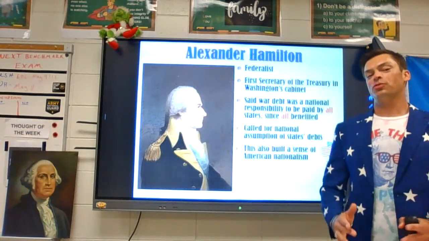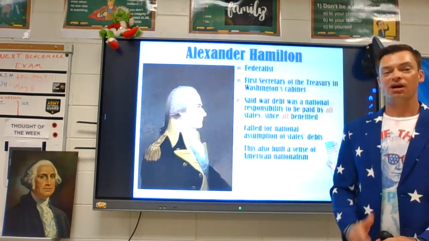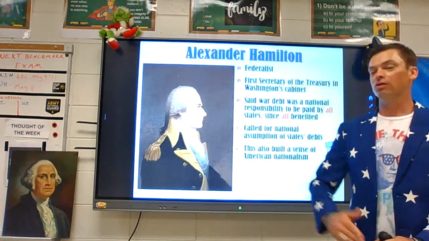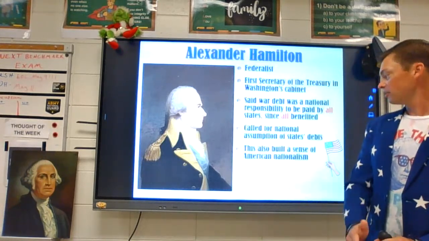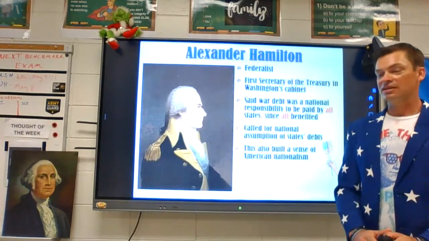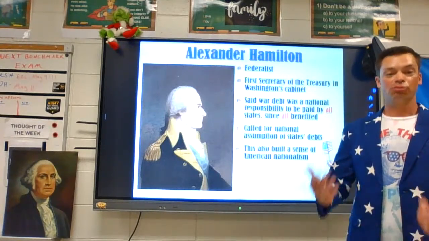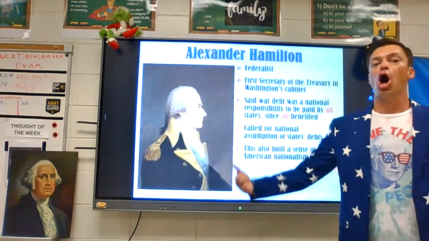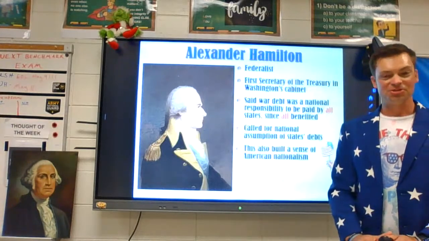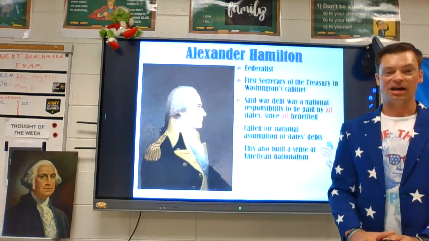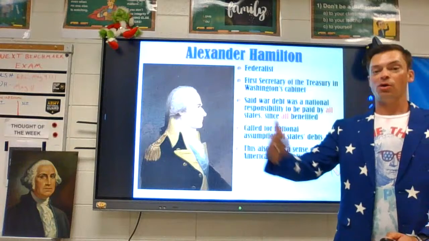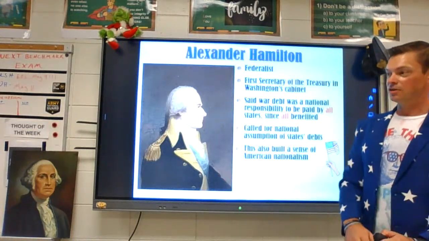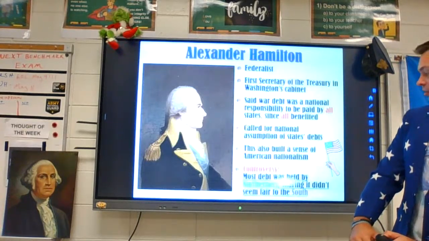So he calls for a national assumption of debt. It's no longer Georgia's debt. It's America's debt. It's no longer North Carolina's debt. It's America's debt. And his belief is that this would create a sense of national pride, right? We fought the war. We will pay off the debt. We're all in this together, not just Georgia, not just Massachusetts, not just North Carolina. Like I said, we're not 13 small countries. We are the United States of America. So this is Alexander Hamilton and kind of some of his starting beliefs.